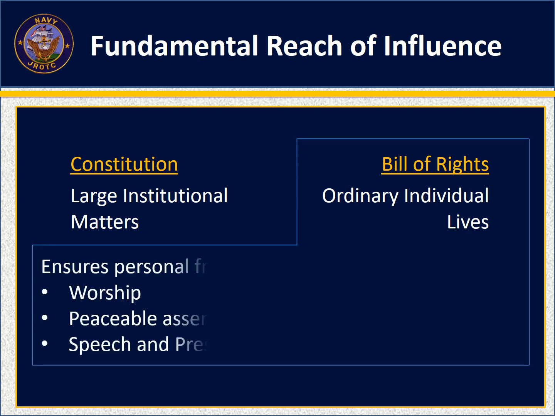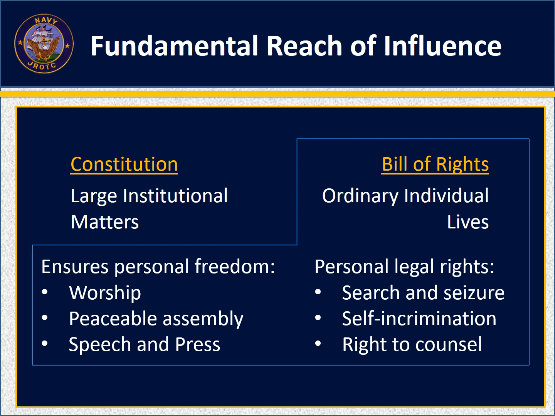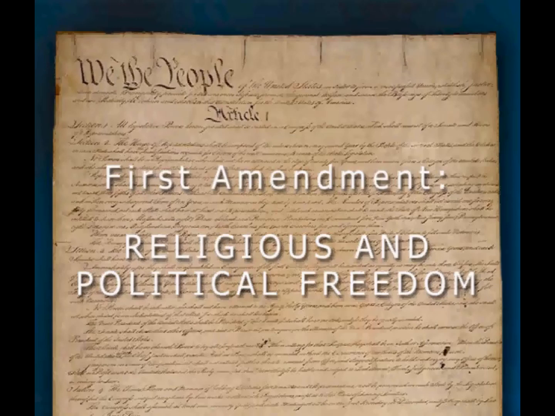So, all right, the Bill of Rights ensures personal freedom to worship and peaceably assemble, freedom of speech, and also freedom of the press. It gives personal legal rights against search and seizure. It protects you against self-incrimination, and it gives you the right to a lawyer. Congress shall make no law respecting an establishment of religion, or prohibiting the free exercise thereof, or abridging the freedom of speech, or of the press, or the right of the people peaceably to assemble, and to petition the government for a redress of grievances.